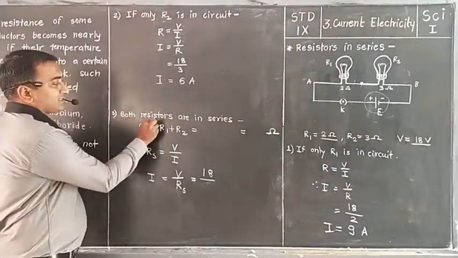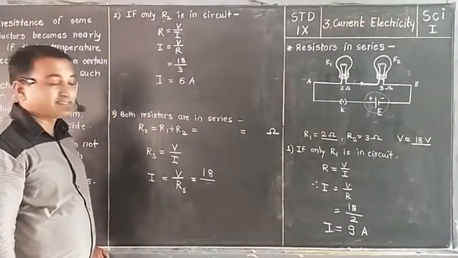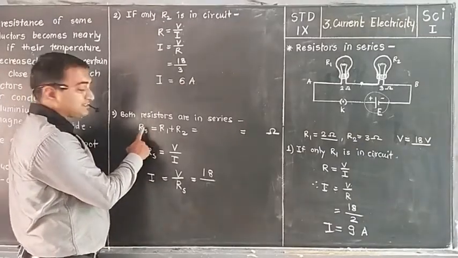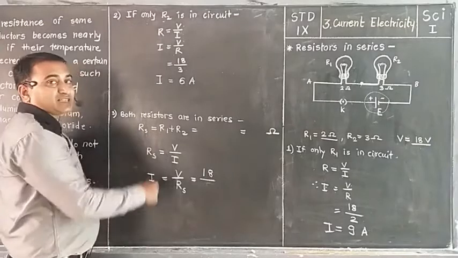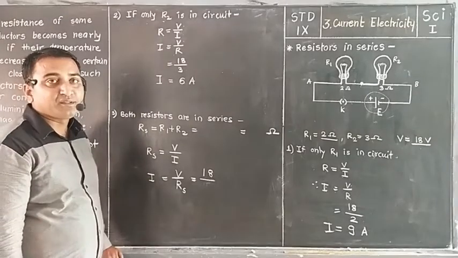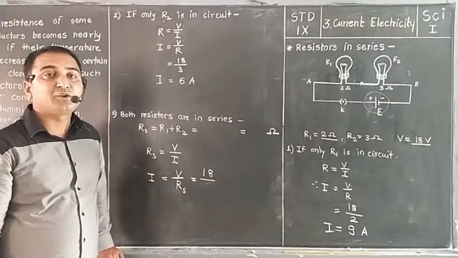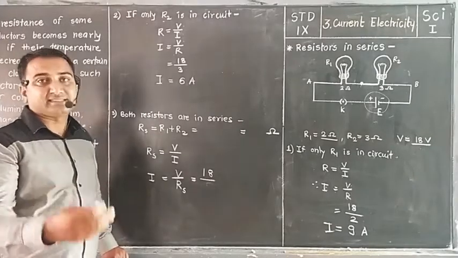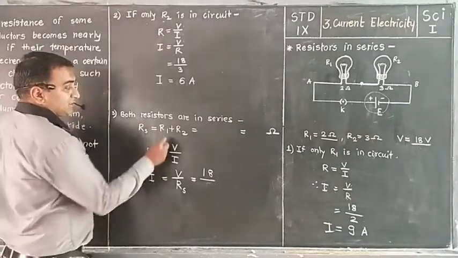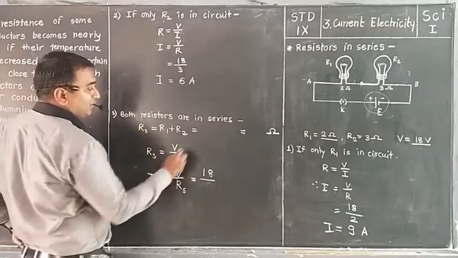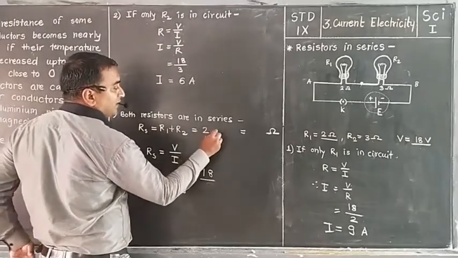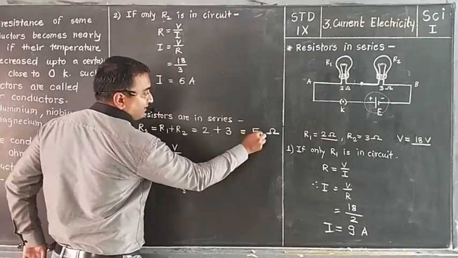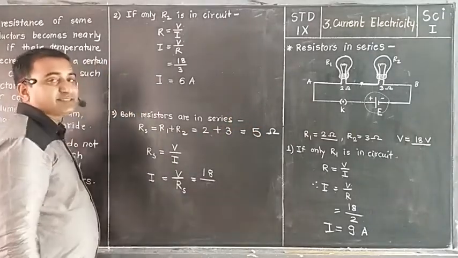Now both resistors are in series. That means RS, the effective resistance in series, is equal to, last session we discussed the formula, resistance in series is equal to the sum of the resistances of individual resistors. So R1 plus R2. R1 is of 2 ohm and R2 is of 3 ohm. So totally we have here 5 ohm resistance.